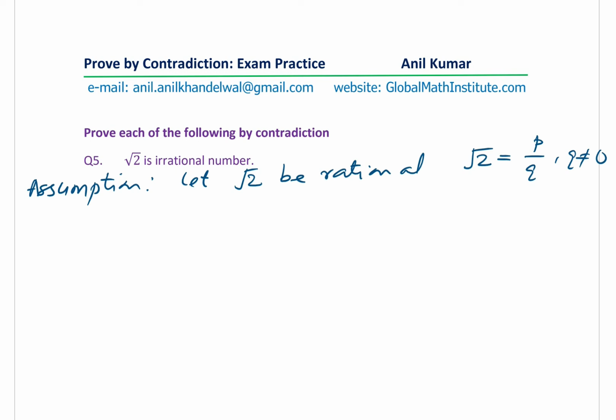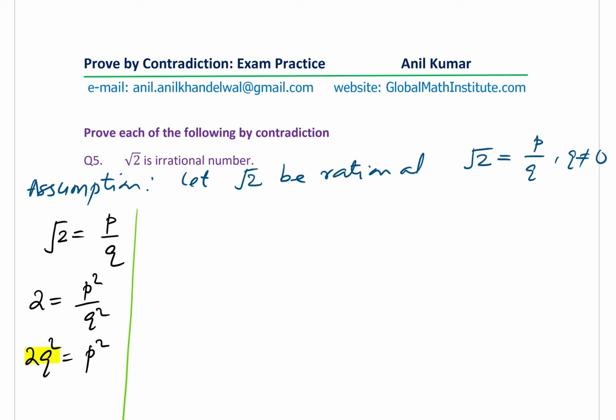It's a rational number. Now, if square root of 2 is equal to p over q, then squaring both sides, we get 2 equals p squared over q squared, or we can say 2q squared is equal to p squared. Now, since we have 2 times q squared, it means what? It means p squared is even.